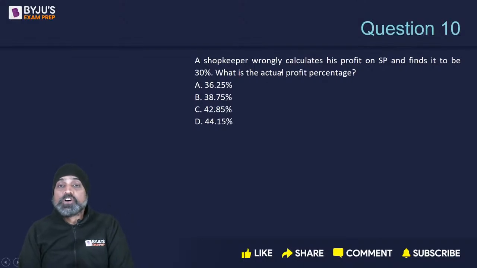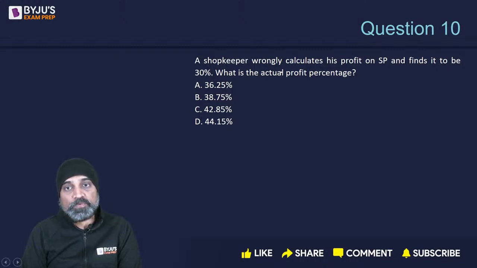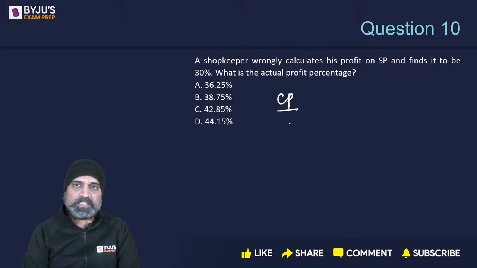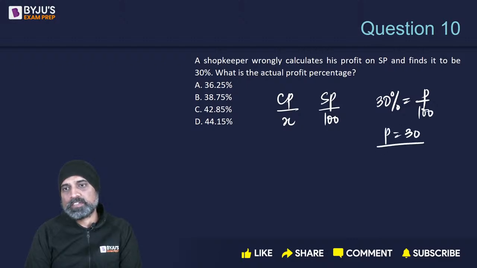Next one. A shopkeeper wrongly calculates his profit on selling price and finds it to be 30%. What is the actual profit percentage? So what we can do is we can assume that cost price is, let's say, some X, selling price is 100. Now 30% is the profit on selling price. So from here the profit will be 30, right? If profit is 30 rupees, that means X is 70 rupees.